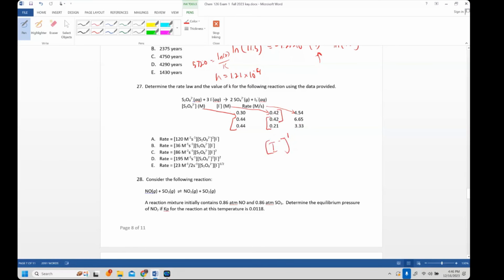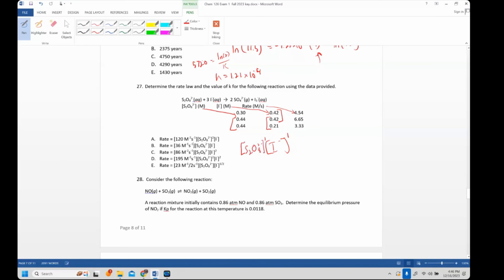S2O8 changes by like 1.5-ish. What happens to the rate? It goes from, if we do 6.65 divided by 4.54, that's about 1.5-ish, 1.46. So that means if you increase the concentration of this reactant A, the S2O8, by 1.5, the rate also increases by 1.5. That means it is first order with respect to that other reactant as well.